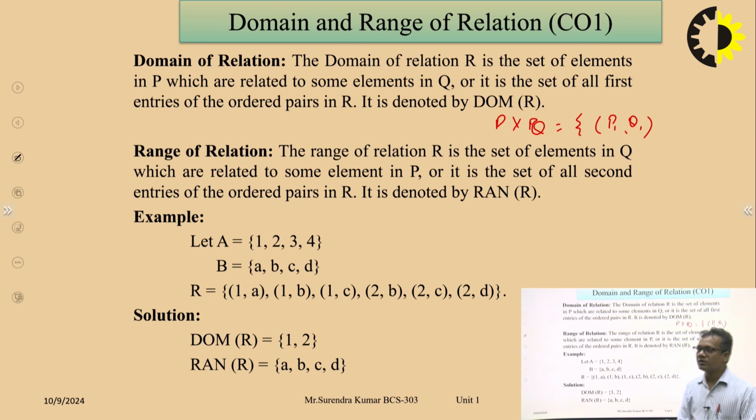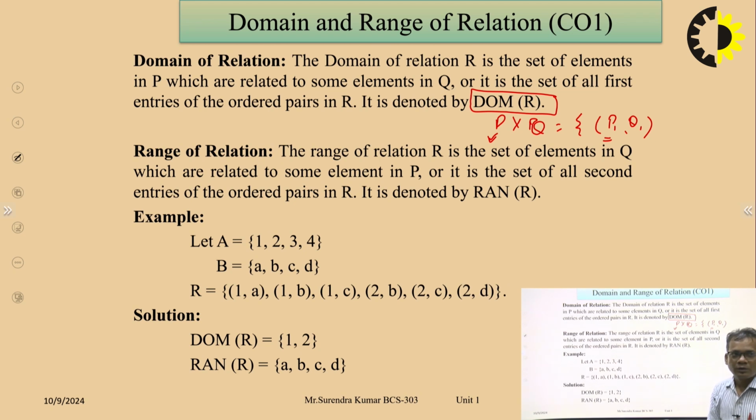So this ordered pair, it is a set of all first entries of the ordered pair. So first entries, that is related to R. So the set of all first entries of the ordered pair is called a domain, or it is represented with the help of dom R.